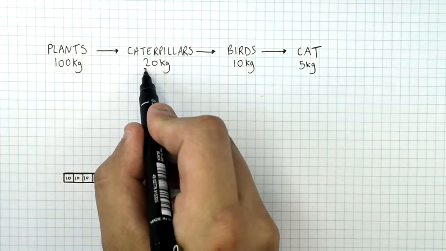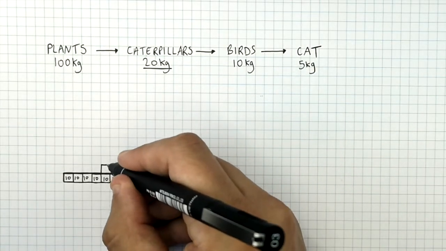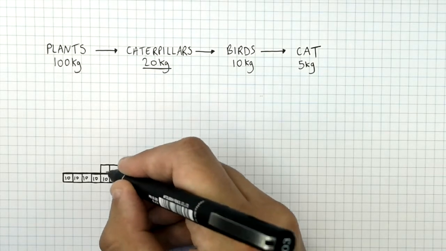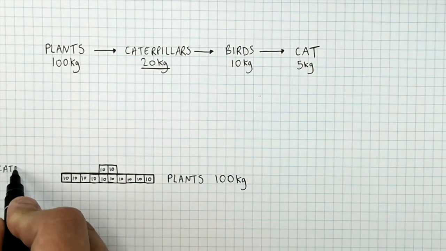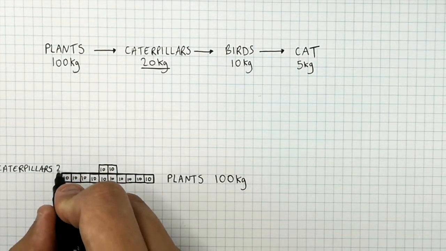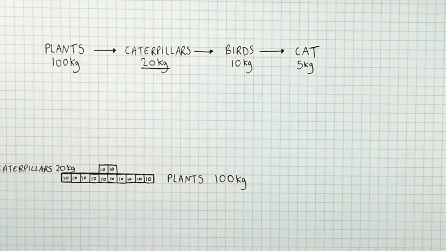So the caterpillars, which are 20 kilograms, require 2 blocks of 10 kilograms. This represents 20 kilograms of biomass.